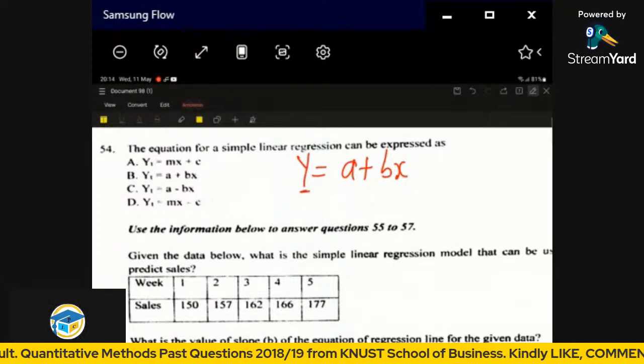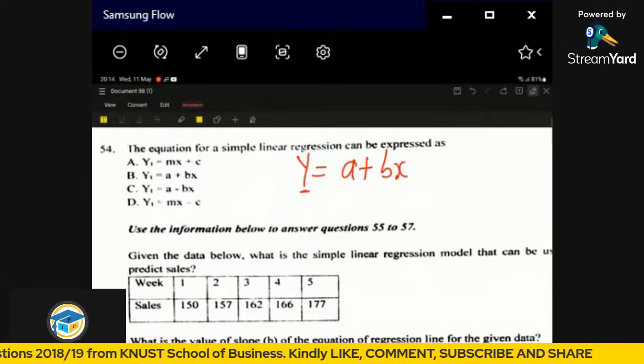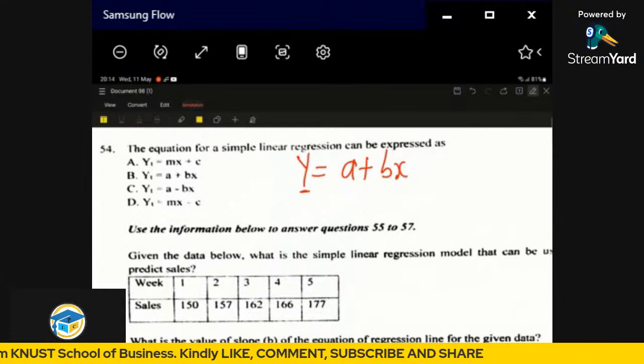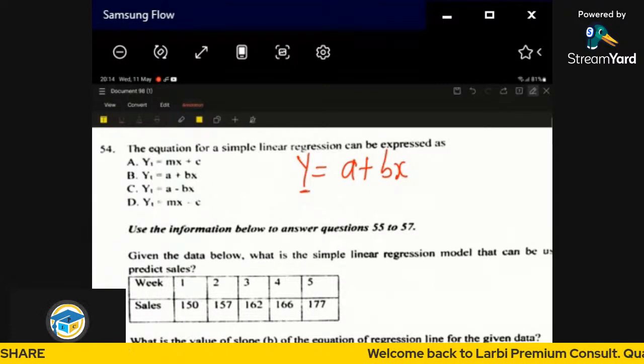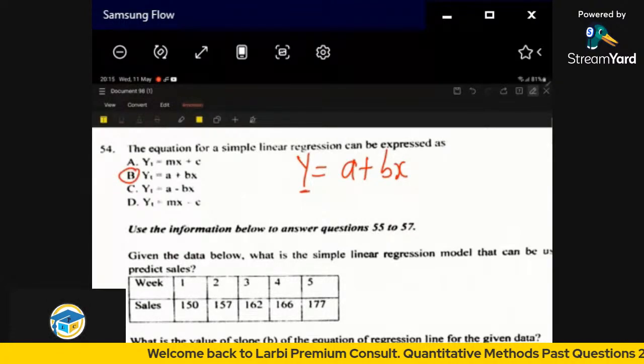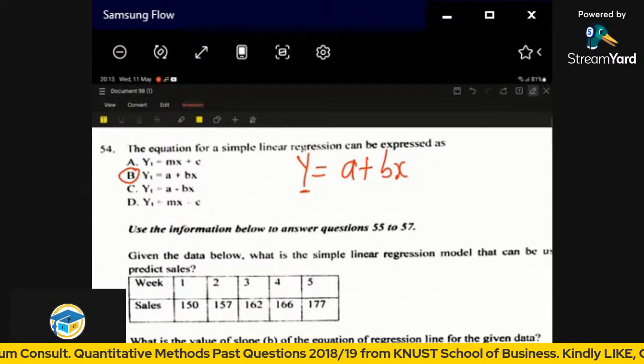And then x is the independent variable that we use to predict the dependent variable y. Is that okay? So at this point, we can say that y is equal to a plus bx gives us our simple linear regression equation. I hope that is clear. All right. So the right answer for 54 is option B, which is a plus bx. So let's take note of that.